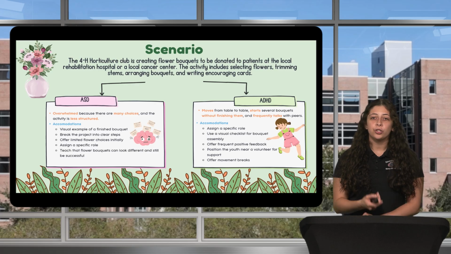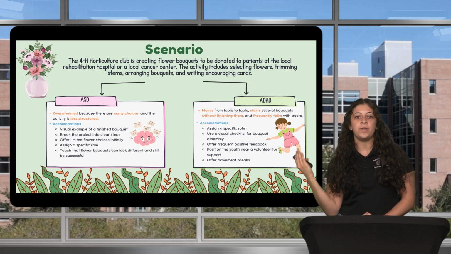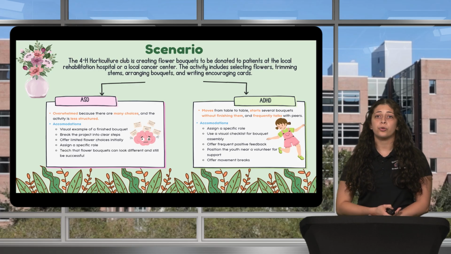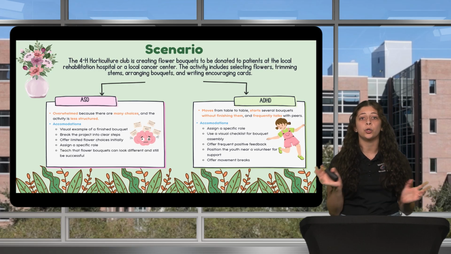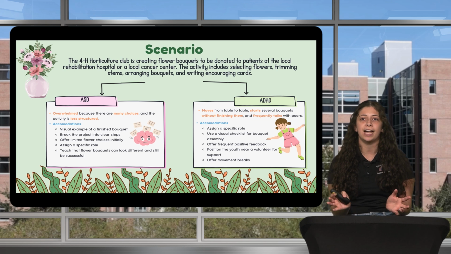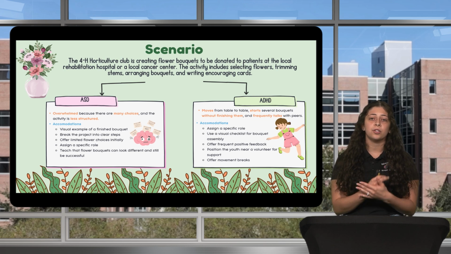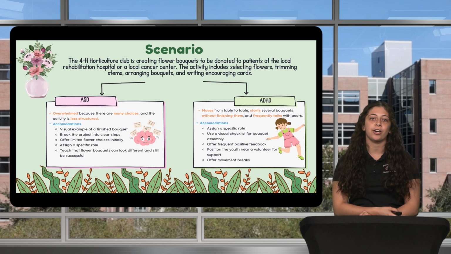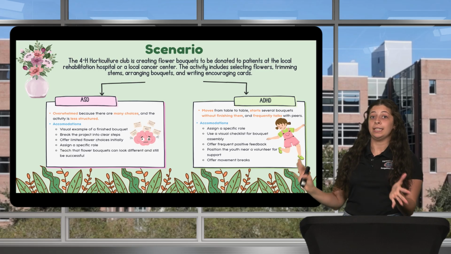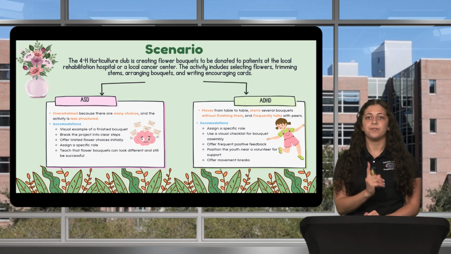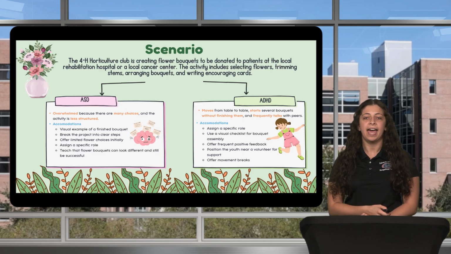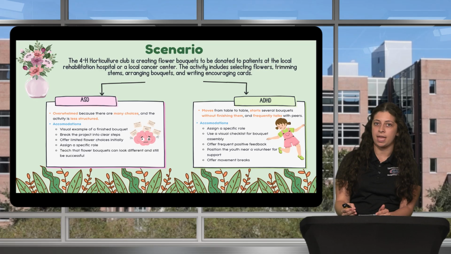Let's look at the potential future 4-H horticultural community service project. Youth create flower bouquets and encouragement cards for patients at a local rehab center by selecting flowers, trimming stems, arranging bouquets, and writing encouragement cards. At first glance, this may seem like a simple activity. However, as volunteers, it's important to remember that every activity has different demands.